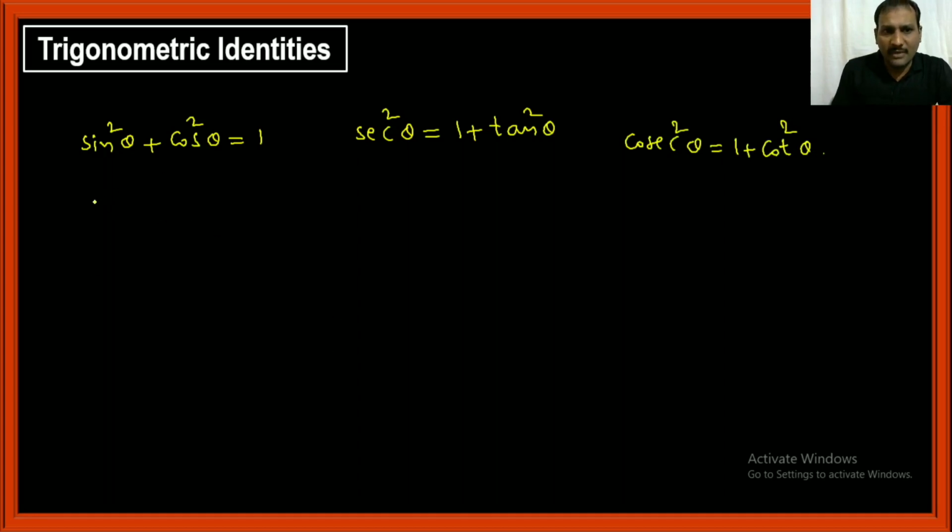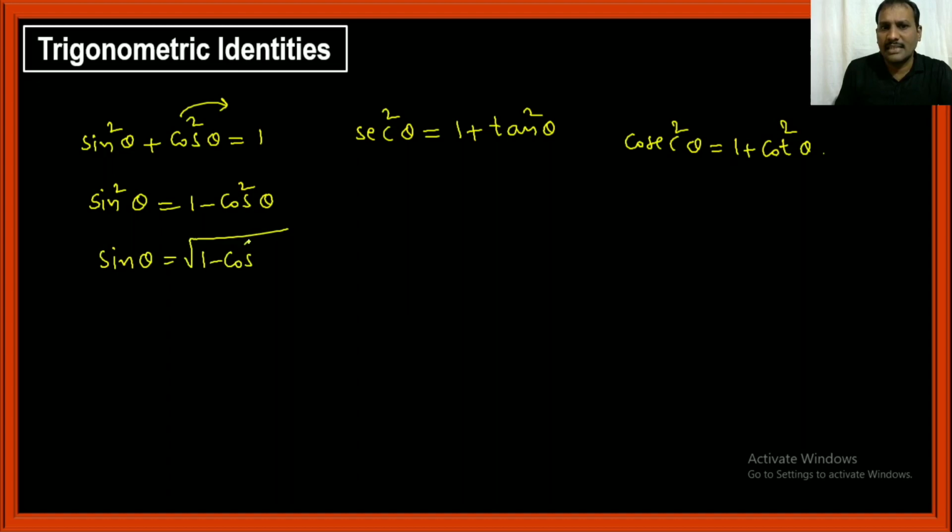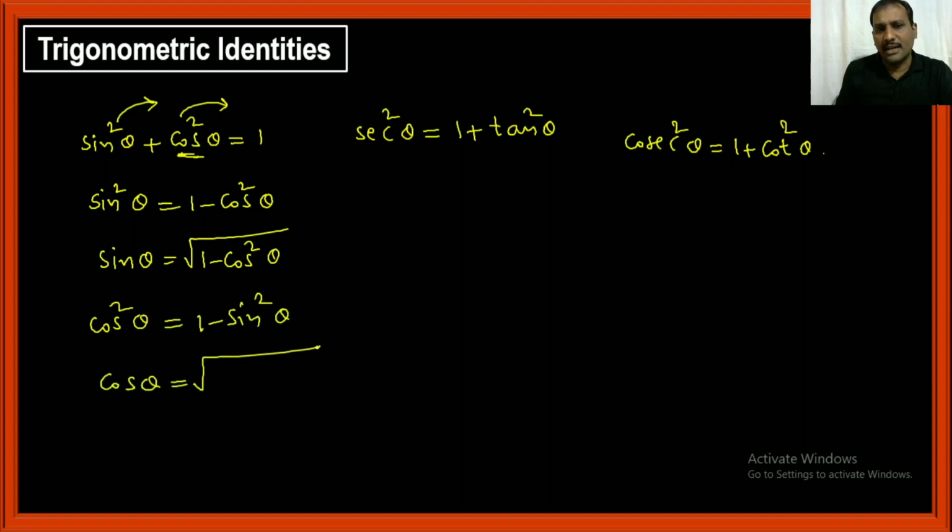Now, from this we can obtain 4 more formulas. If you want, you can check. Sine square theta, transpose cos square theta to the other side, can be written as 1 minus cos square theta. And sine theta can be written as, if you send the square to the other side, it will become square root of 1 minus cos square theta. And now, if you want the cos square theta value from the identity, send sine square theta to the other side, it will become 1 minus sine square theta, and cos theta can be written as under root 1 minus sine square theta.